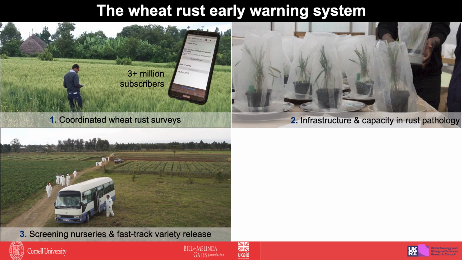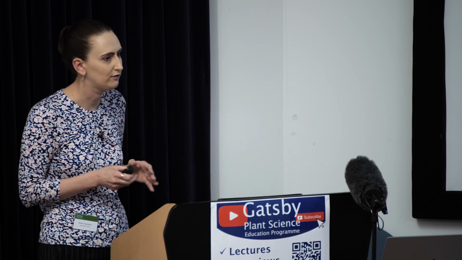And they also now have these really large screening nurseries where they're able to screen all the different flavors of wheat, so all the different varieties that they grow in Ethiopia. They're able to screen them with the current spores that are floating around in the country, and they're able to work out which varieties might be resistant, and then they fast track those into the hands of the farmers. So they make sure any resistant varieties get into farmers' hands as quickly as possible.